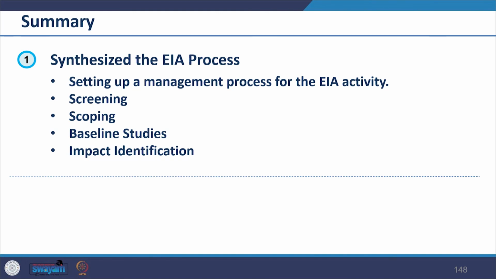So, summarizing, that's all for this session. In this session we looked at the initial stage of the EIA process. We looked at the management aspect, then the screening aspect, and how we take care of scoping and baseline studies, and then eventually how impact identification is done. So that was the coverage of this particular session.